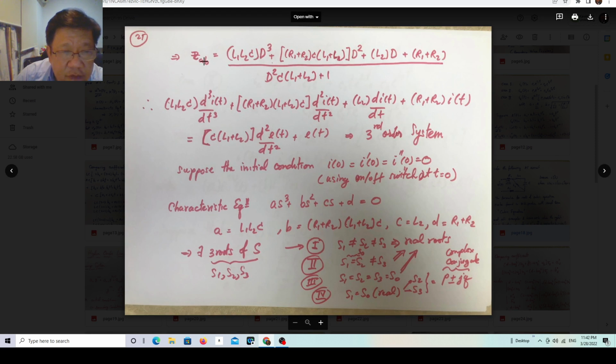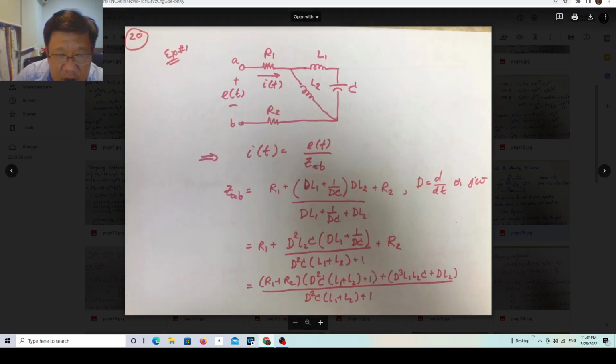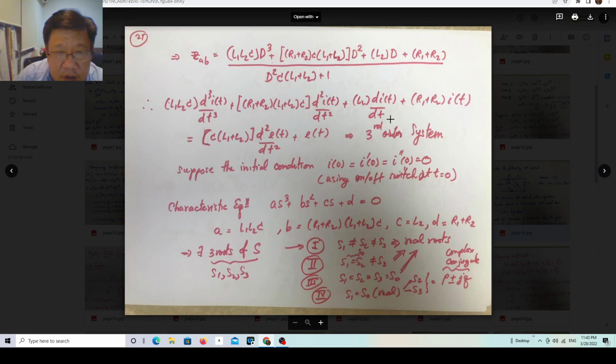So you would know for sure, when you substitute the impedance across terminal AB divided here, or you move Z of AB multiplied to IT here, equal to ET, to illustrate Ohm's law, you get this. And the resulting differential equation becomes a third order system, because they have the term of the third order of the function that you want to solve, and in the equation.